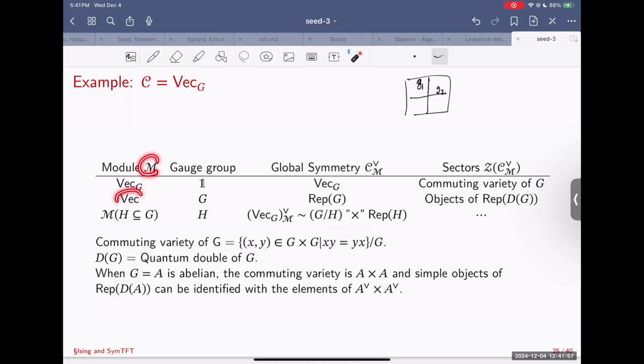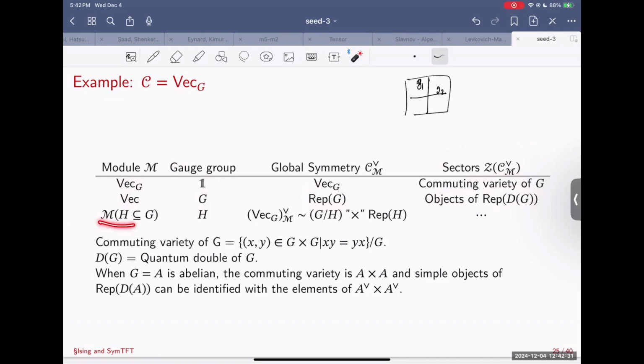If as a model category we take Vec, so Vec is basically Vec_G, but we have forgotten the action of the group. So this is basically just a category of finite-dimensional vector spaces. Then it turns out that this is equivalent to gauging the entire global symmetry G, which gives us a new global symmetry given by the representations of G. And objects here are the sectors of this theory labeled by representations of the Drinfeld center of G.